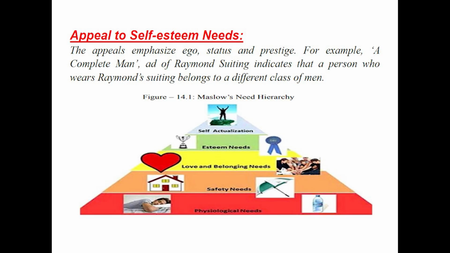that is Raymond suiting. That a person who wears Raymond suiting belongs to a different class of men, that is established in that advertisement. So, we have looked at Saffola, we have looked at Prestige pressure cooker, and we have looked at the Raymond suiting also. Similarly, you can look at any form of advertisement, online or on TV or direct marketing. In any situation, this persuasive communication is utilized by various people.